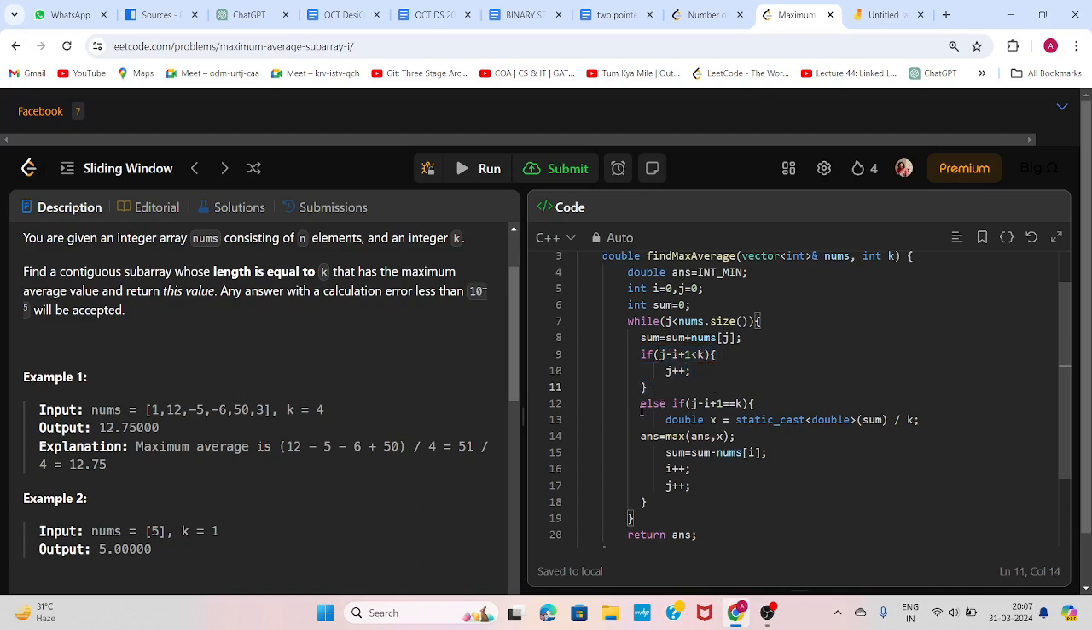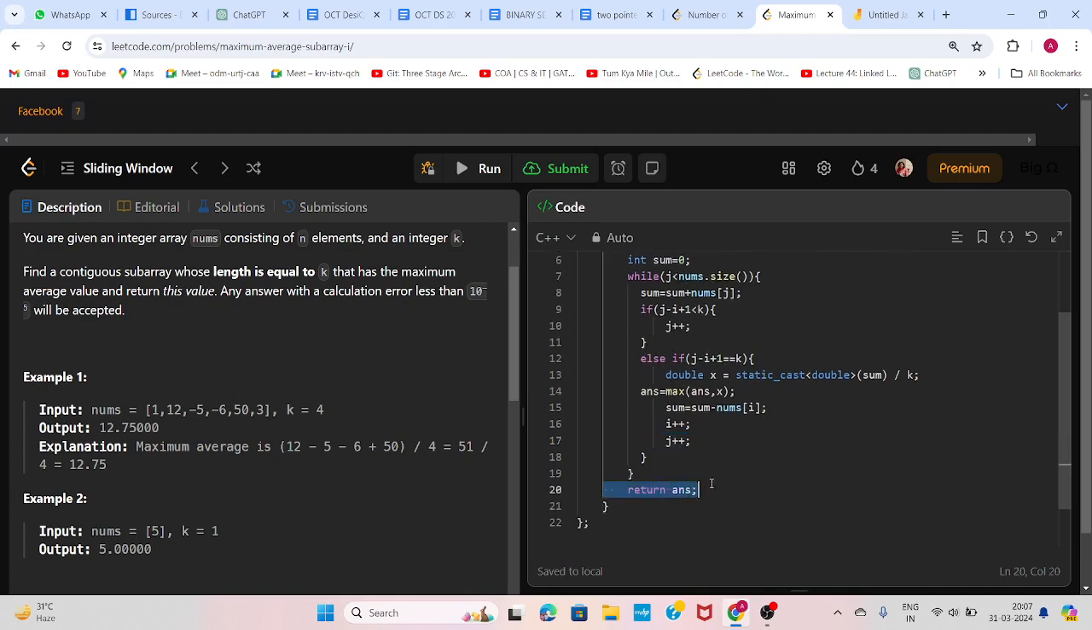Or else, if we get a window equal to k, we take the average of that window and put it into the answer, which takes care of the maximum among all of them. Then we remove nums[i], move our sliding window, and again move j to calculate the next k elements. After that, we return the answer.